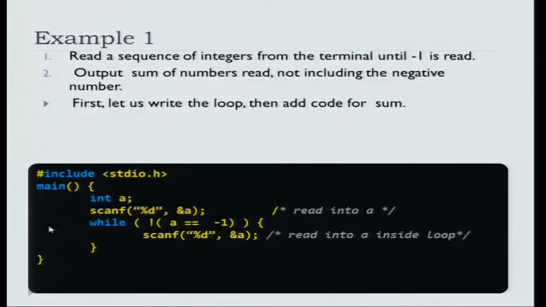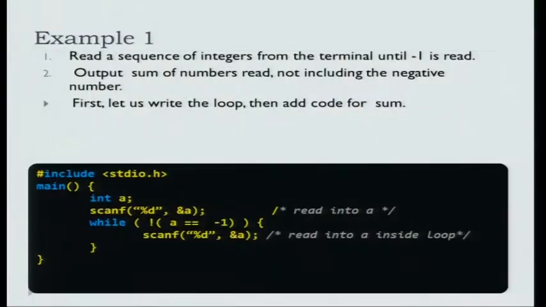So let's illustrate the use of a while loop with the help of a program. We will introduce a very simple problem, which is: read a sequence of integers from the terminal until a -1 is encountered. So -1 signals that the input is at an end. What I want to do is sum up all the numbers until the -1 and output the sum. It's a very simple program. What you have to do is read a sequence of numbers until you hit the first -1, and then add these numbers and output their sum.